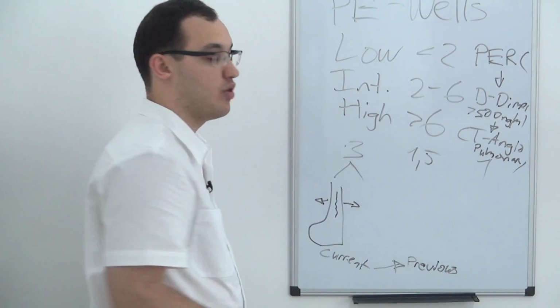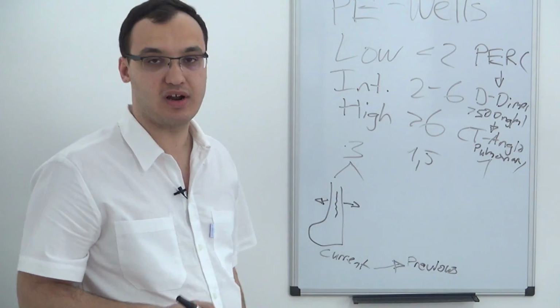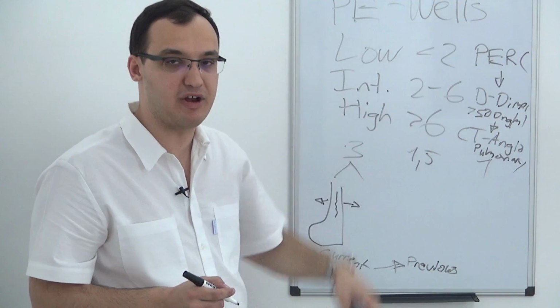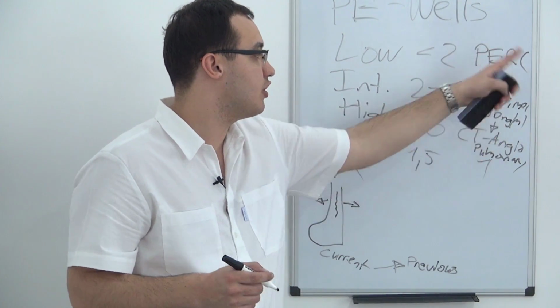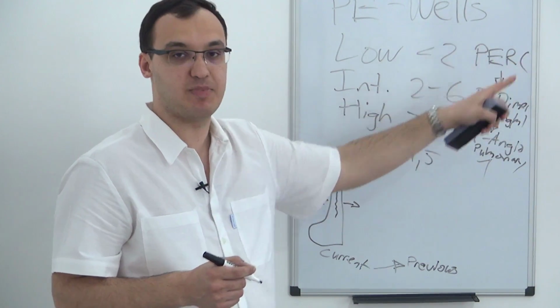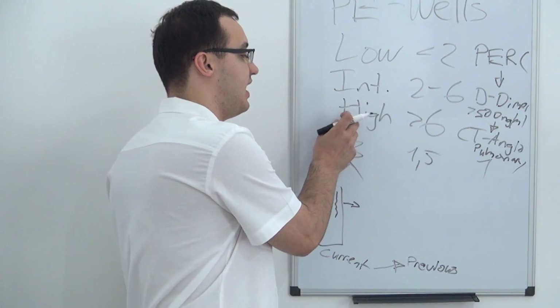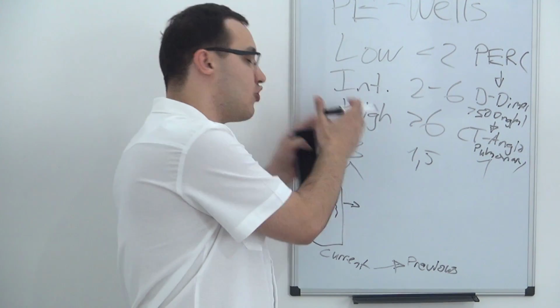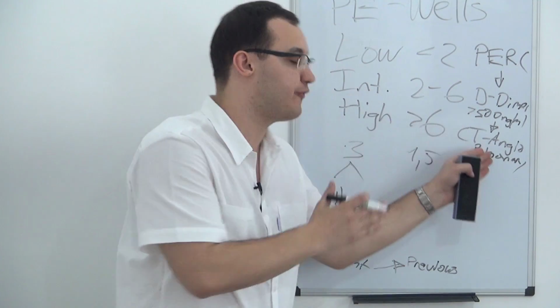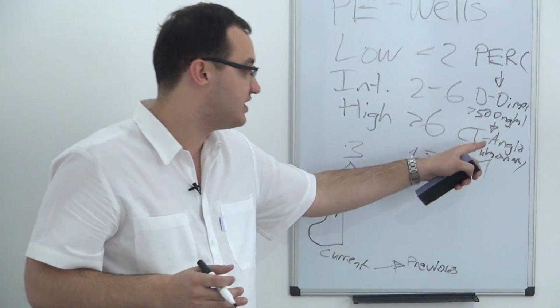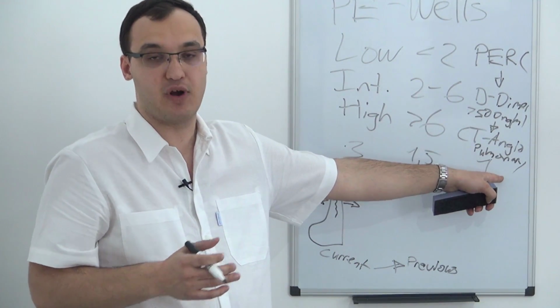When I have a high score, I do the CT angio directly. I don't do D-dimer, I don't do PERC. These are not so expensive tests, but I don't need those because I already have a high probability. It's certainly a pulmonary embolism. I just need to confirm it with a CT angio because this is very expensive. You cannot do CT angio for every patient.